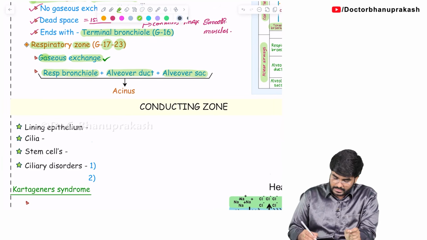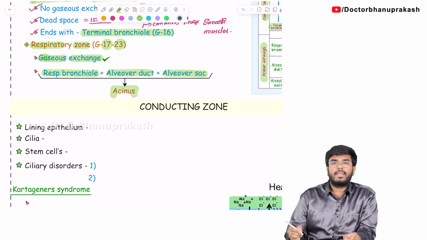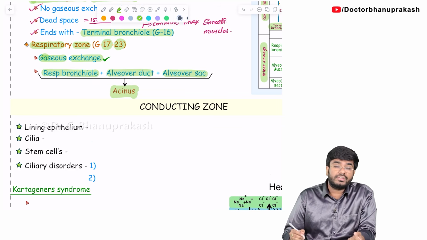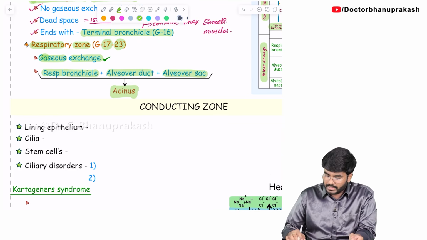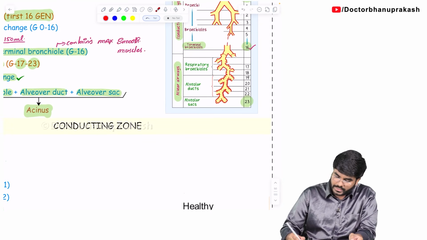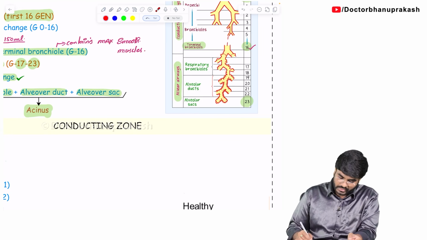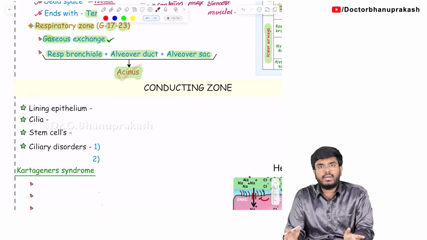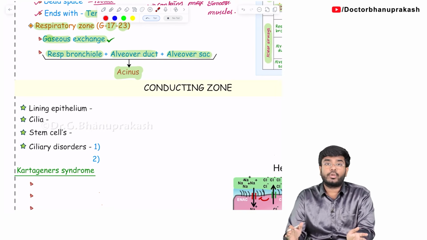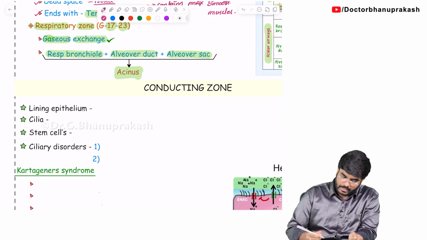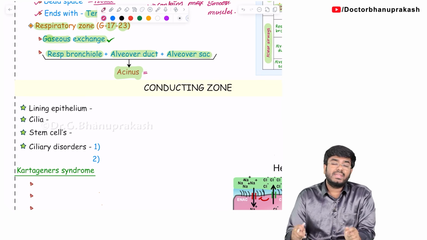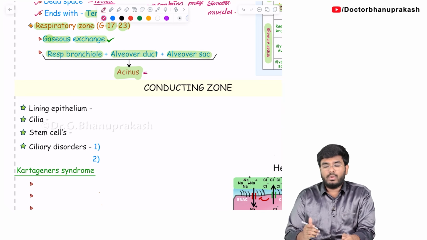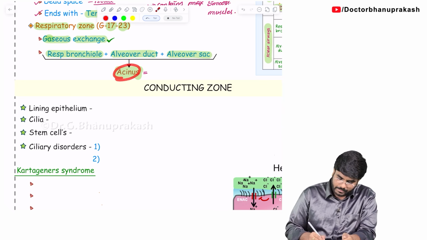Together, these three things are called the acinus. One respiratory bronchiole along with its alveolar duct and its alveolar sac together is called an acinus. So that's why the respiratory zone is also called the acinar airways. You should know what structures are included in the acinus: alveolar duct, alveolar sac and respiratory bronchiole. Why? Because in your second year you will study pan-acinar emphysema and centri-acinar emphysema. So you should know what exactly an acinus is made up of.